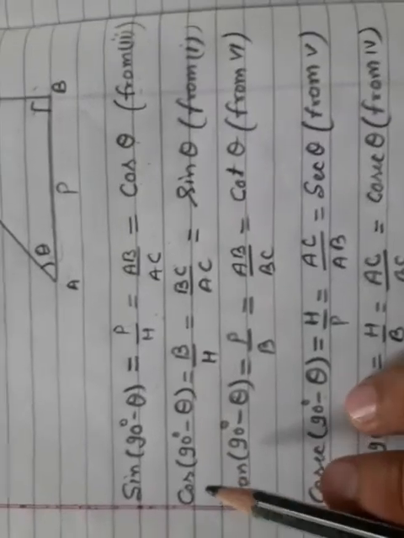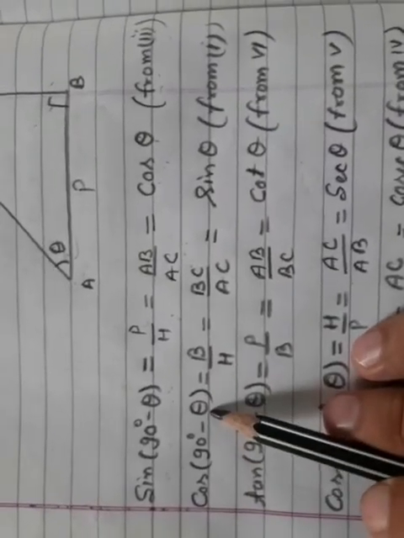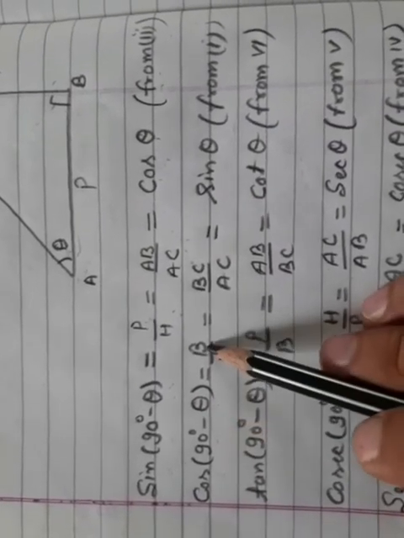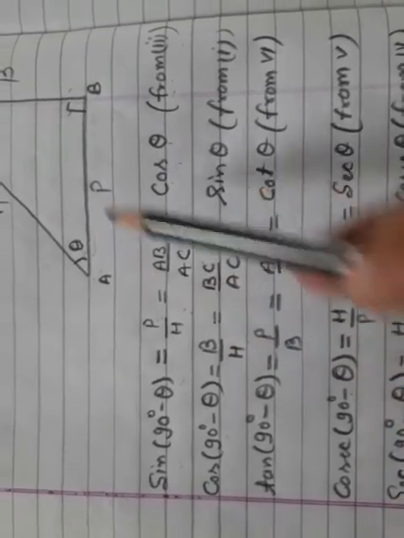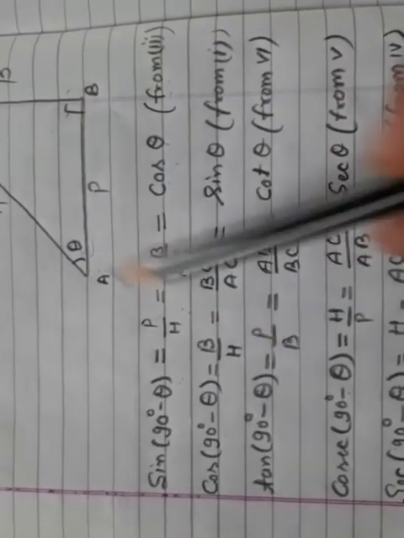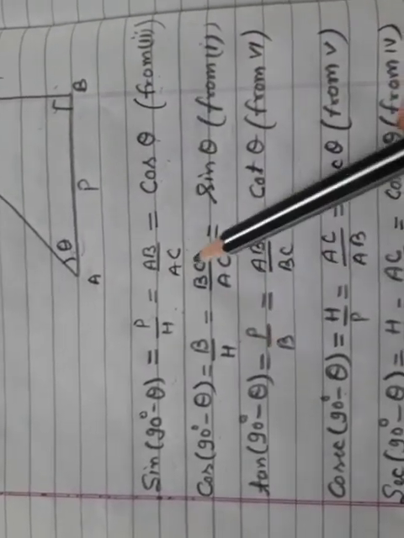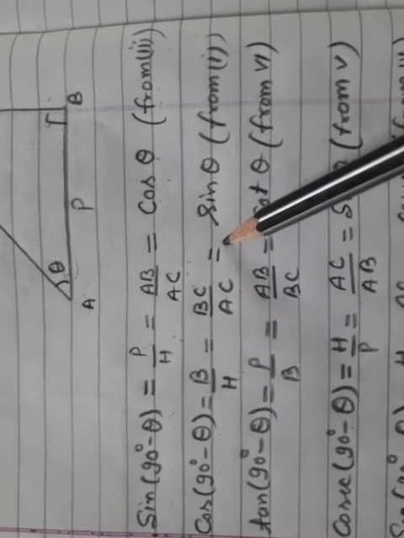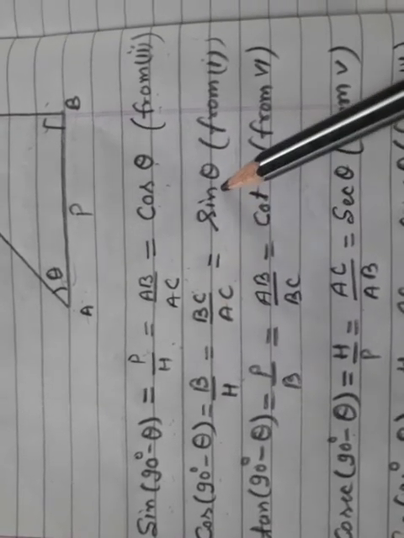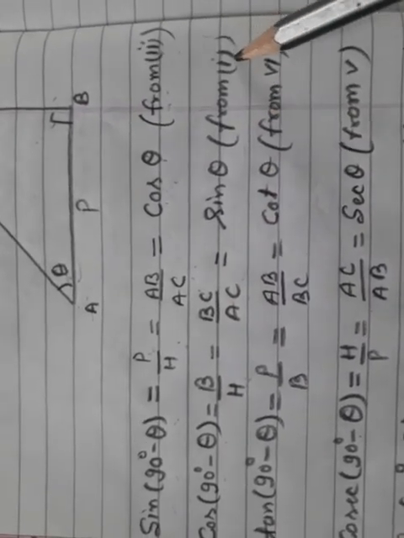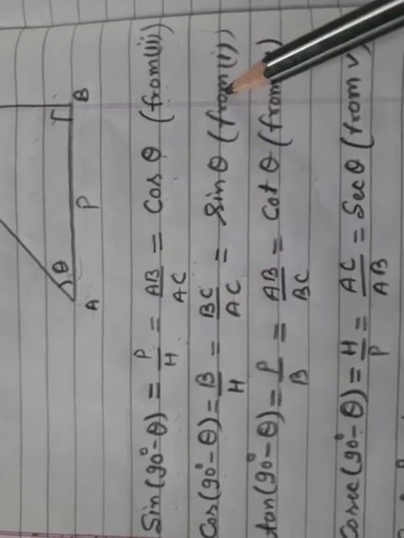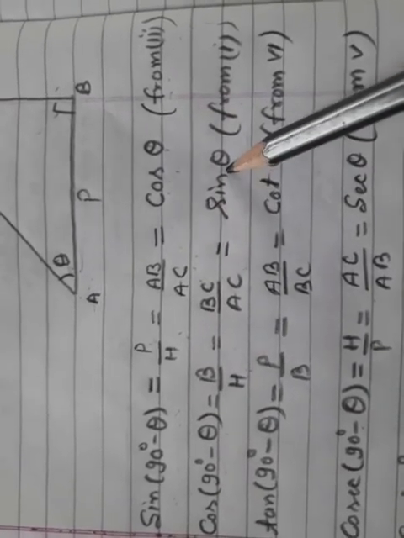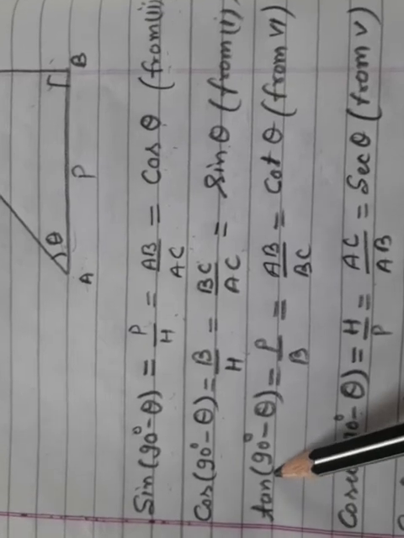Now look here, cos 90 minus theta. Cos 90 minus theta is equal to B by H, base upon hypotenuse. Base is BC and hypotenuse is AC. So BC upon AC is equal to sine theta from the first equation. We already proved that sine theta is equal to BC upon AC in the first equation. So cos 90 minus theta is equal to sine theta. Clear?